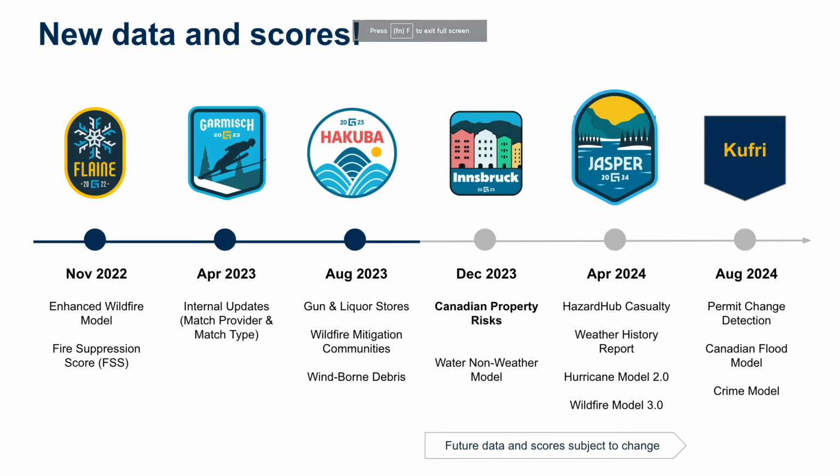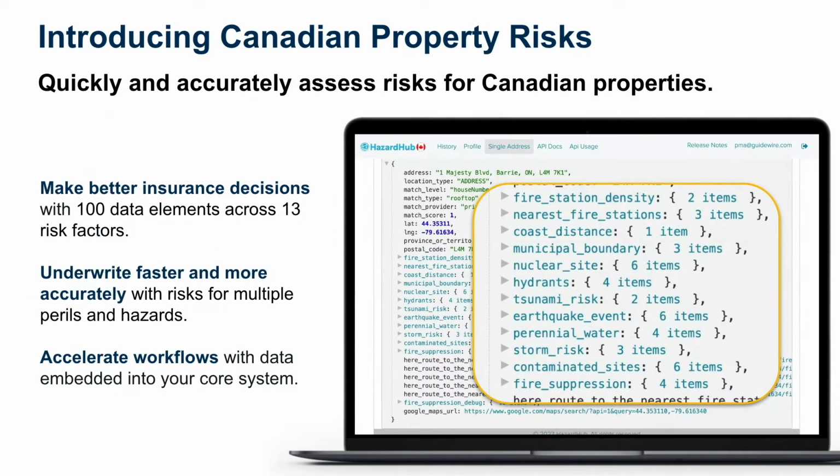I don't have time to speak about all these features and data points, but I want to speak about one, which is Canadian property risks. For the first time, we are expanding our footprint outside the United States, starting off with Canada. You can quickly and accurately assess risk for Canadian properties. We are starting off with 100 data elements across 13 risk factors. To learn more about this, please come down to our booth. We'll punch in a Canadian address and you can see all the data returned for that property.